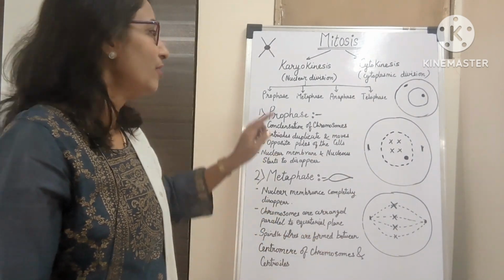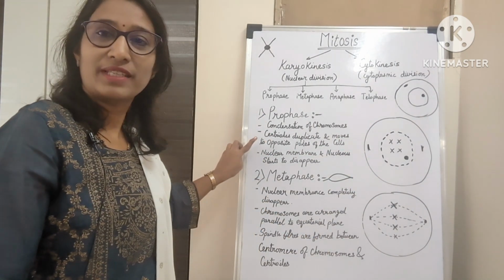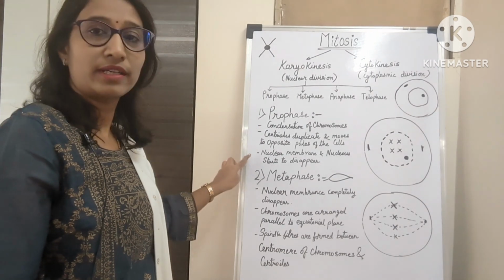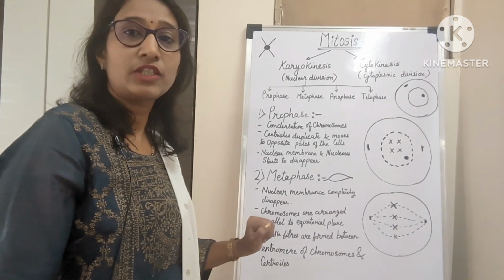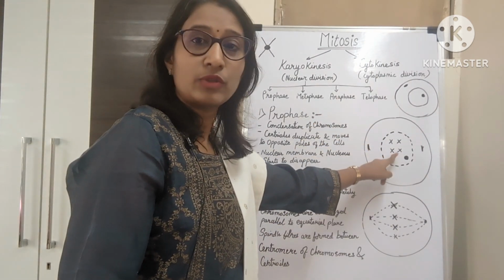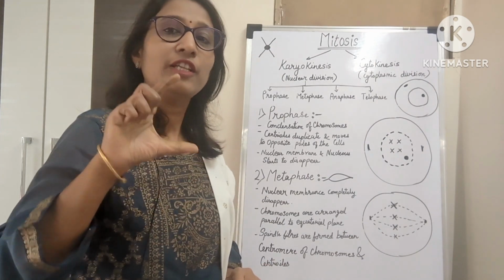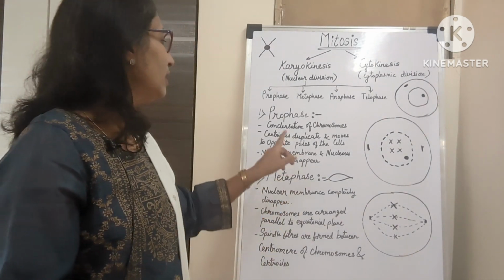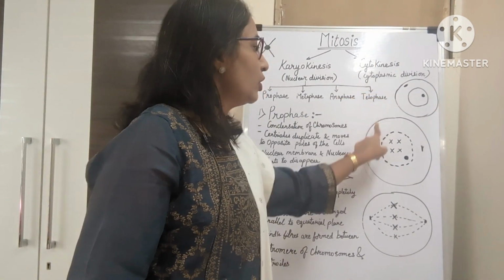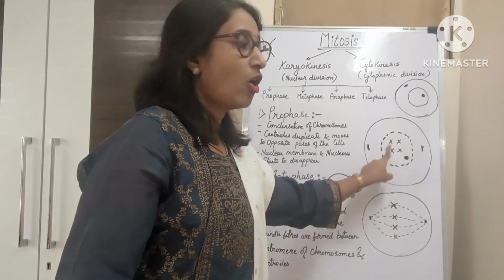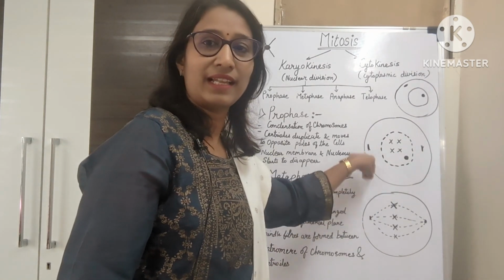So let's start with the first step, that is prophase. In prophase these are the points. The first point is condensation of chromosomes. So the chromosomes become thick and short. Further, the centriole duplicates and the centrioles move to the opposite poles of the cell.